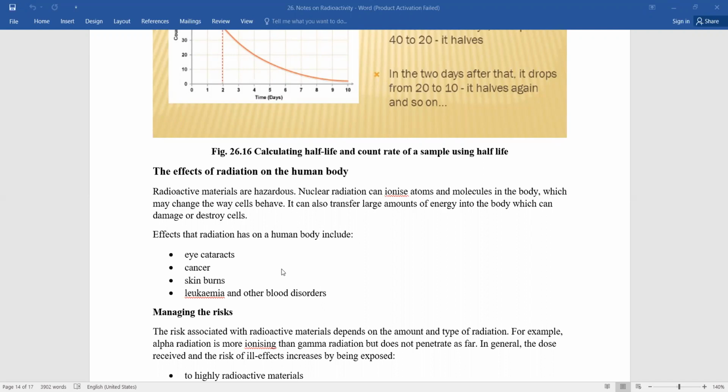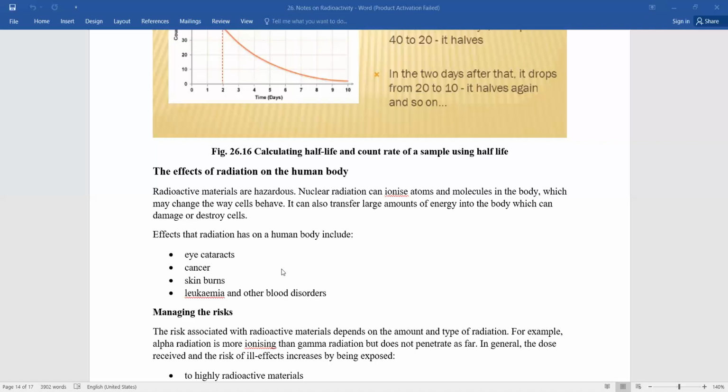The effects of radiation on the human body. Radioactive materials are hazardous. Nuclear radiation can ionize atoms and molecules in the body, which may change the way cells behave. It can also transfer large amounts of energy into the body, which can damage or destroy cells. Effects that radiation has on the human body include eye cataracts, cancer, skin burns, leukemia, and other blood disorders.